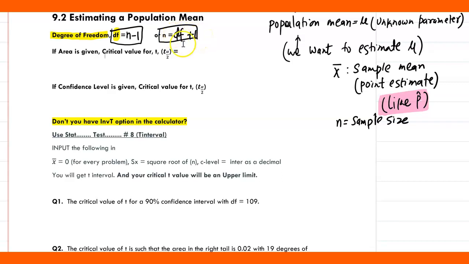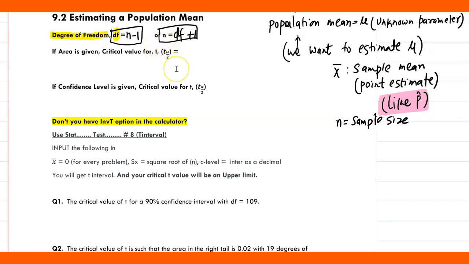Okay, we use these two formulas in this section, either to find the degree of freedom, or to find n using degree of freedom. Again, what's the degree of freedom? If you subtract 1 from the sample size, you get the degree of freedom, or if you add 1 to the degree of freedom, you get the sample size.